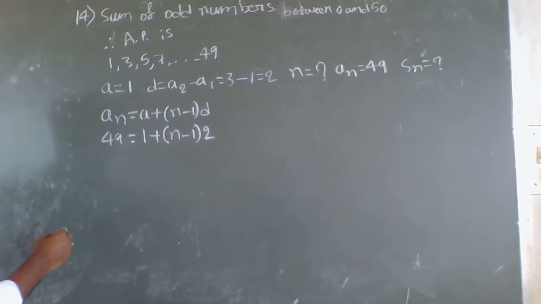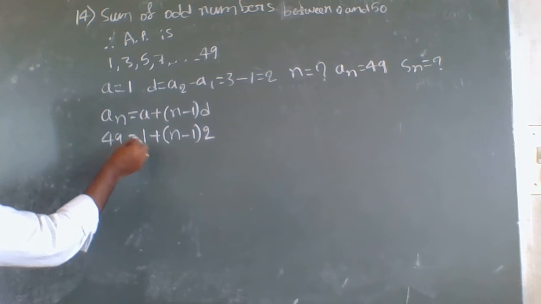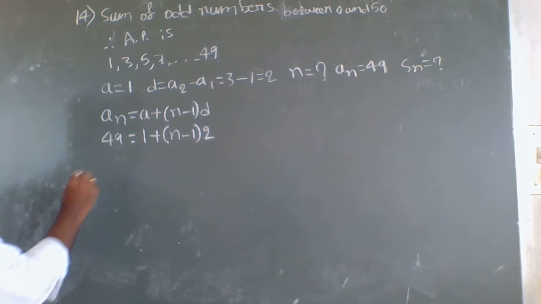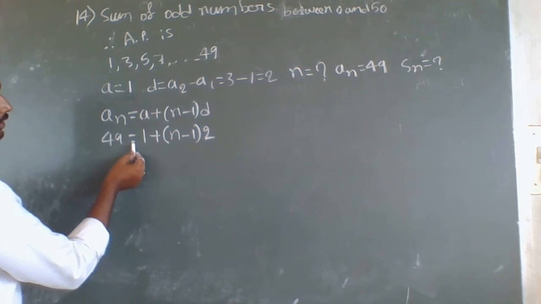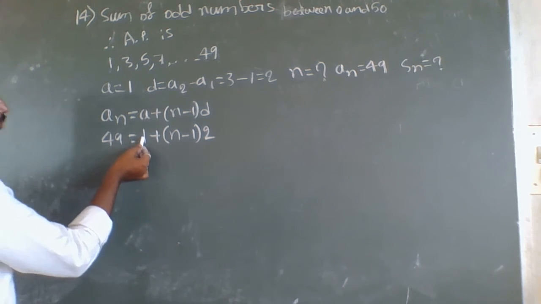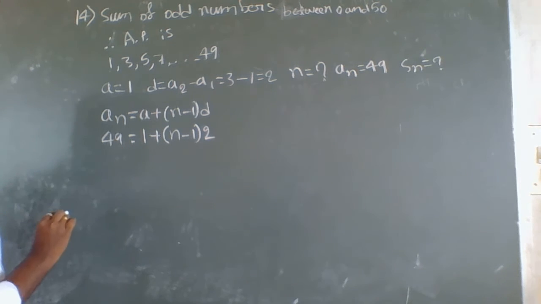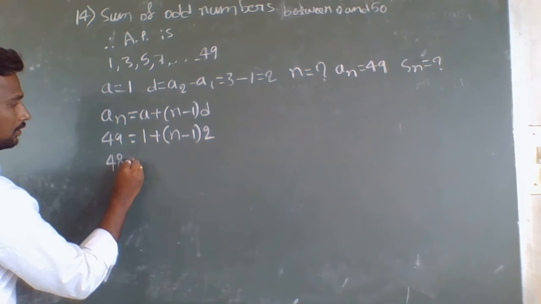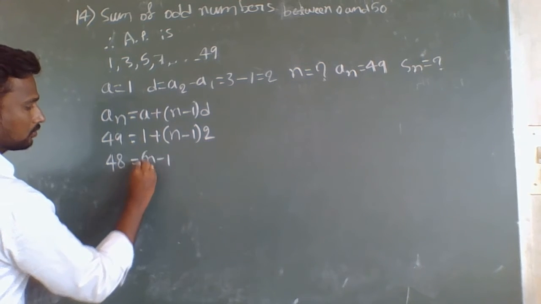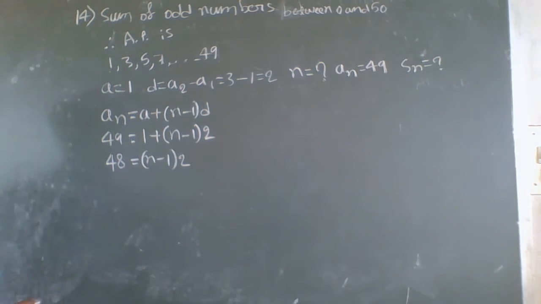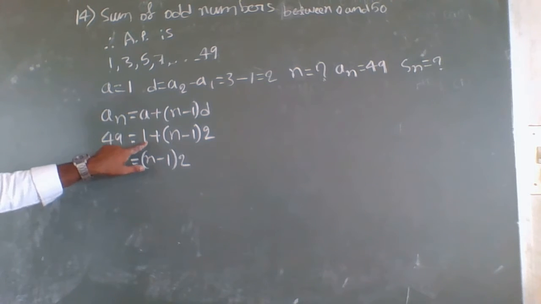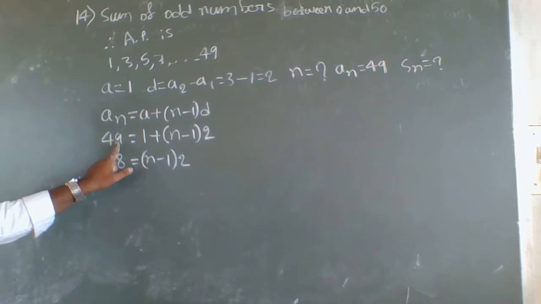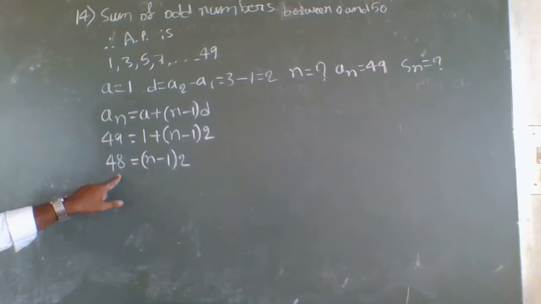So here what we can do in the next step, I will move this 1 to the other side. So it becomes a negative integer. Here it is positive, when I move this to the other part, it becomes negative. Therefore 49 minus 1 means how much? 49 minus 1 means 48 is equal to n minus 1 into 2. Here I have written directly 49. I will move this 1 to the other side. Therefore 49 minus 1 means 48 is equal to n minus 1 into 2.